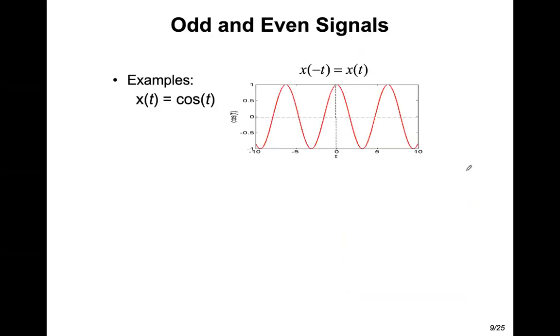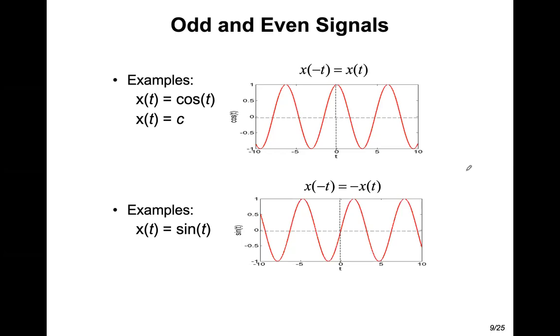So let me show you these here, and then you will see how the odd and even signals can be represented using the functions themselves and using the graphs. For example, x of t is equal to c. What does it mean? My x of t is constant at c volts, for example, and this constant signal is always an even signal, okay? So this is also critical that you need to know this.